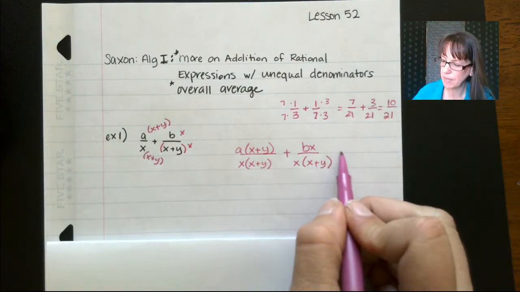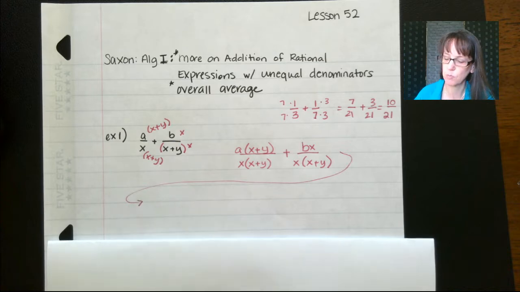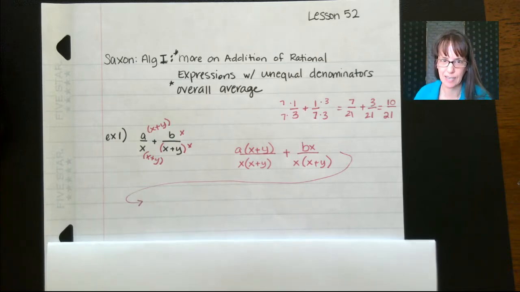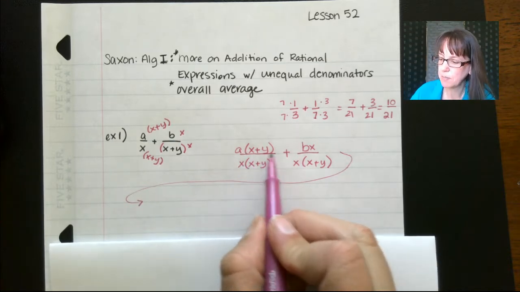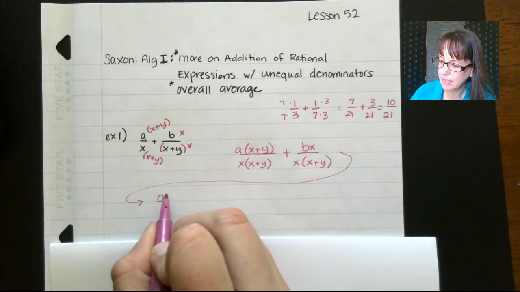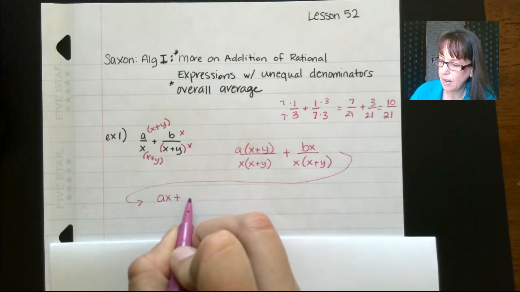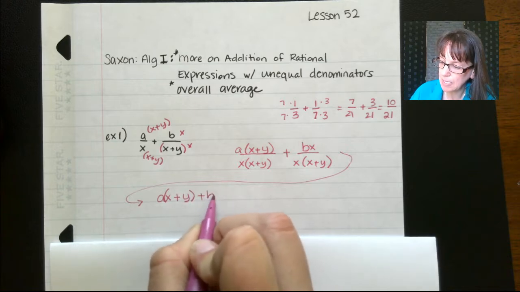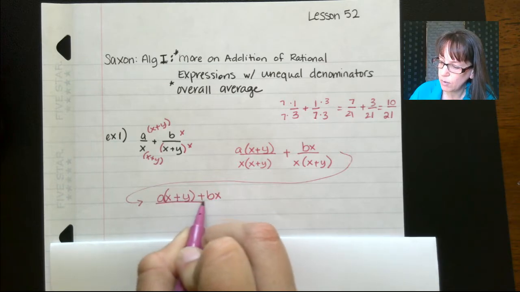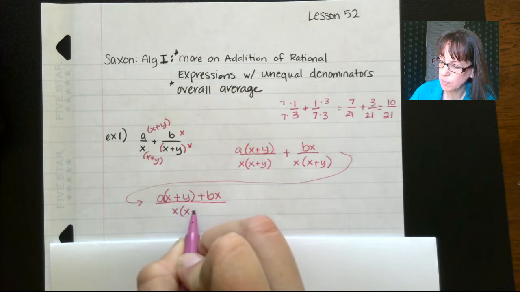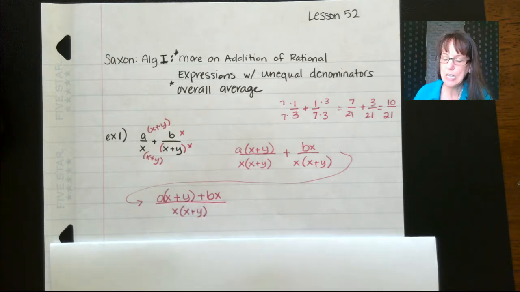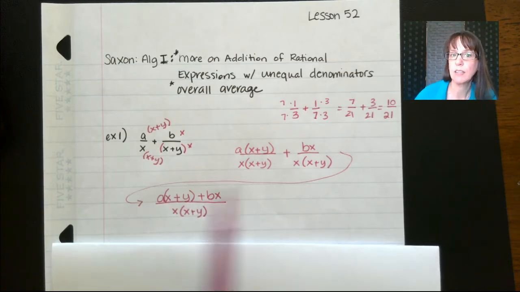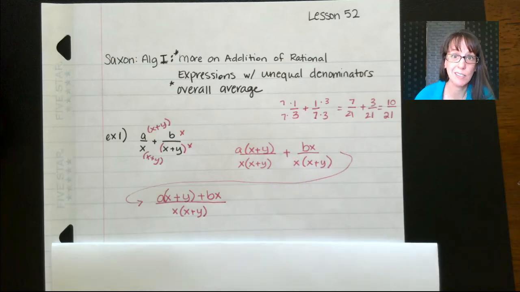Because of that, I should probably work these down instead of to the side. What I have in my numerator is a times x plus y, plus bx, all over x quantity x plus y. It's a good idea to leave it like this, because if you're ever subtracting, it's very easy to make a mistake.